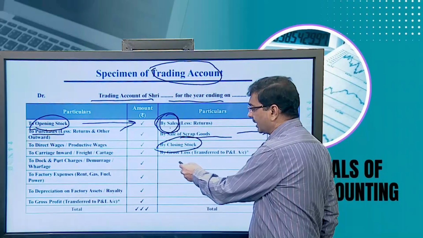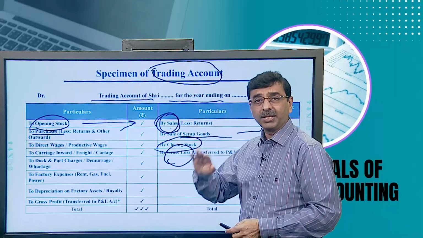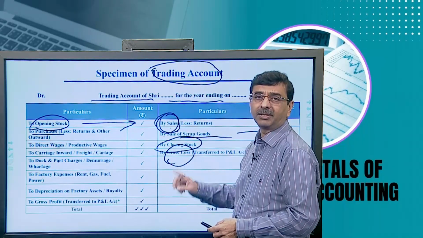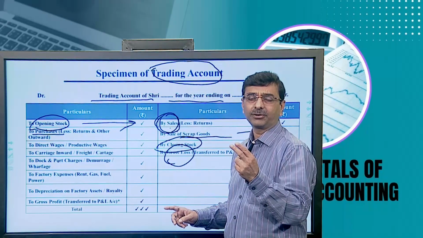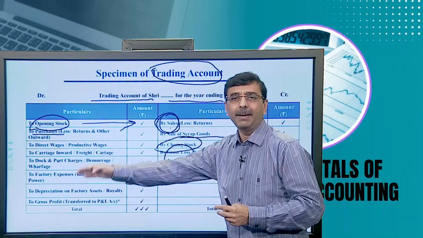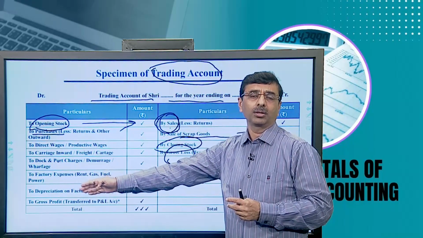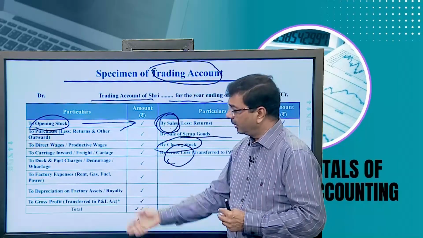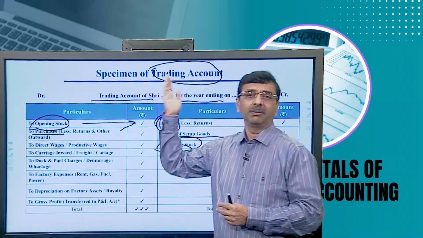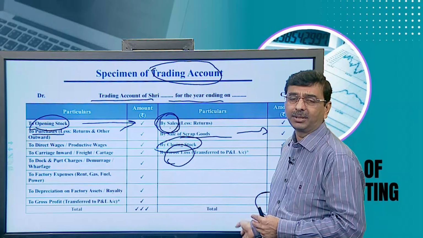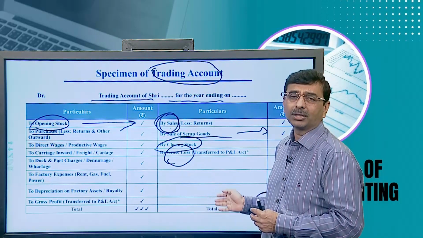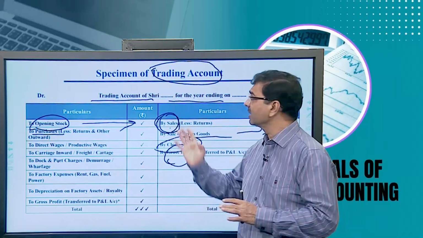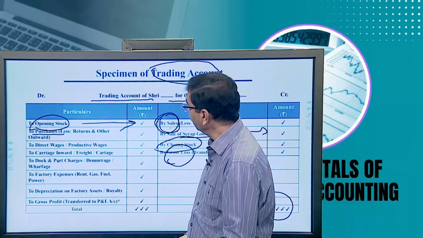This gross loss and gross profit will be transferred into the profit and loss account. In case of a gross loss, it will be transferred into the second part of the structure, the profit and loss account, debit side: to gross loss (balance brought forward from the trading account). Or in case of a gross profit, it will be transferred into the profit and loss account credit side: by gross profit (transfer from the trading account). So this is the specimen of a trading account.